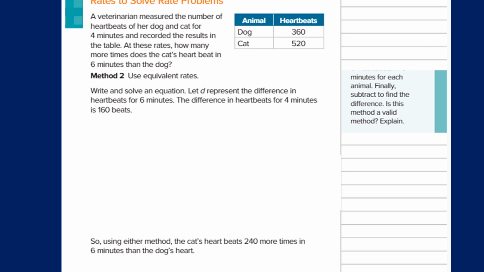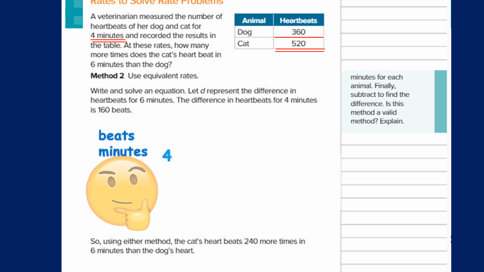First and foremost, though, is always define my original ratios or my original rates. And when I look at the dog, I have 360 beats for how much time? Well, that's 4 minutes. When I look at my cat, I have 520 beats also for 4 minutes. So when I'm looking at how I'm going to set it up, beats per minute, if I stop and think for just a moment, well, they have the exact same denominator. They have the exact same amount of time that it was recorded.